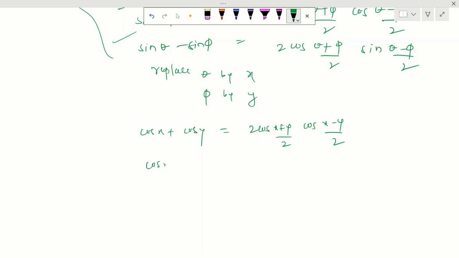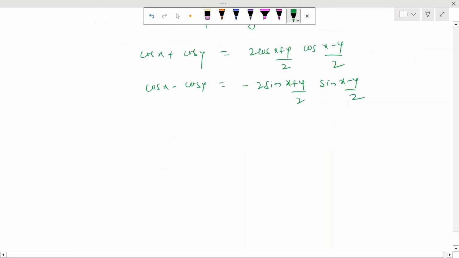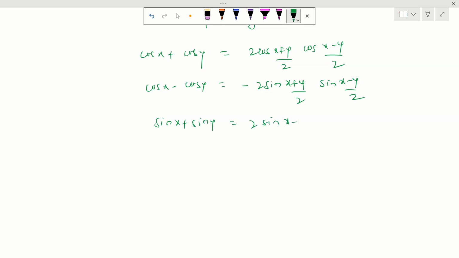Okay, the second equation is cos x minus cos y, which is minus 2 sin of (x plus y) by 2 times sin of (x minus y) by 2. And the third one is sin x plus sin y, which is 2 sin of (x plus y) by 2 times cos of (x minus y) by 2. And when it is negative, sin x minus sin y is 2 cos of (x plus y) by 2 times sin of (x minus y) by 2.